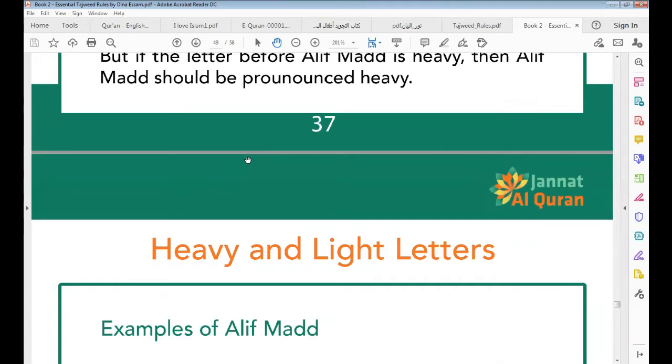So this is how we say the Alif Mad. As we said, it depends on the letter before Alif Mad. If it's heavy, we have to say it with heaviness. If it's light, we have to say it with lightness.